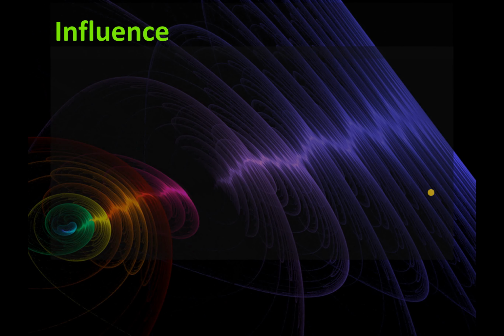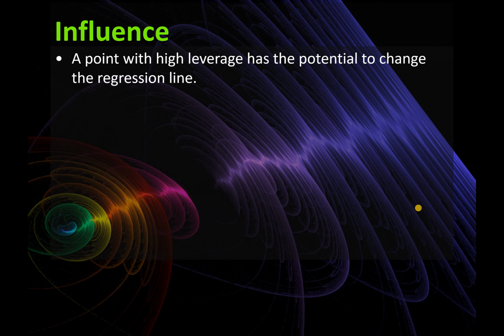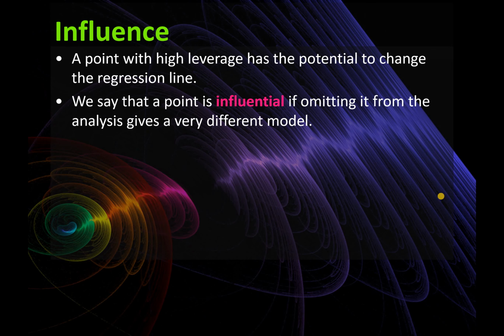So there's leverage and there's influence. Something that has leverage does have influence. But influence is any point that has a potential to change the regression line. If you take it out, does it drastically change your regression line? Not all points with leverage have strong influence, because you're looking at how big of a change your regression line has.